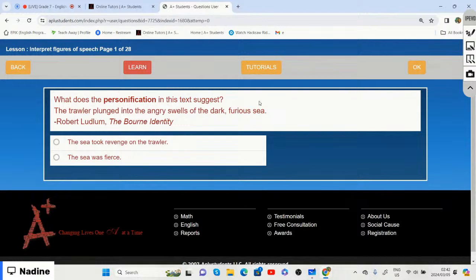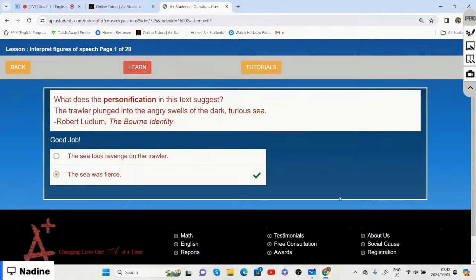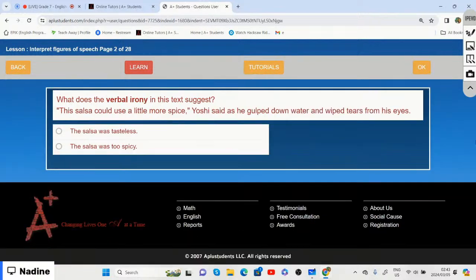And if we look at the personification of the text, we can say that the sea was fierce, right? Meaning that the tide was very high, the seas were quite rough. Now, what does the verbal irony in this text suggest, right? This salsa could use a little more spice, Yoshi said as he gulped down water and wiped tears from his eyes.